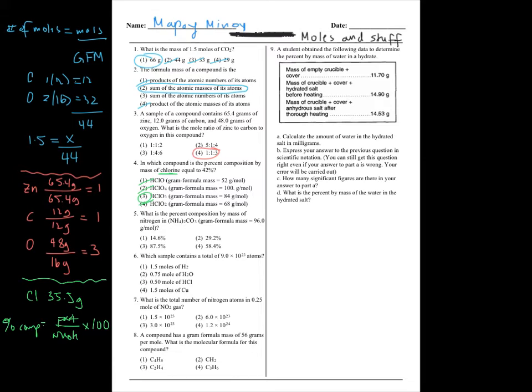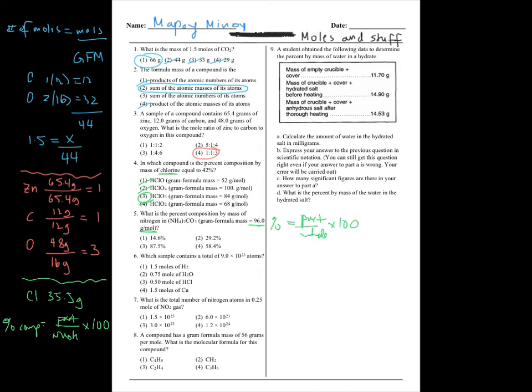Now, number 5, what is the percent composition by mass of nitrogen in (NH4)2CO3? And they give you the molar mass, so you don't have to go through that extra step. So what you're doing is figure out how many nitrogens are there. So we're going to do part over whole times 100.